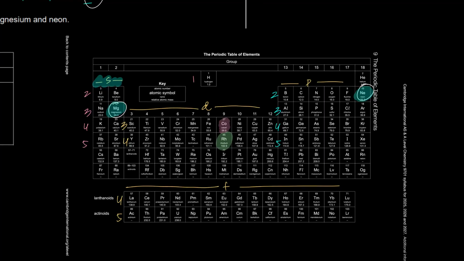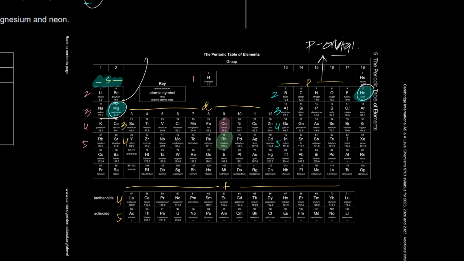Because realize the reason why an element is in the P block is because the highest energy electron, or the outermost electron, is going to be in the P orbital. That's why it's in the P block. Why is magnesium in the S block? Because the highest energy electron, or the outermost electron, is in the S orbital.